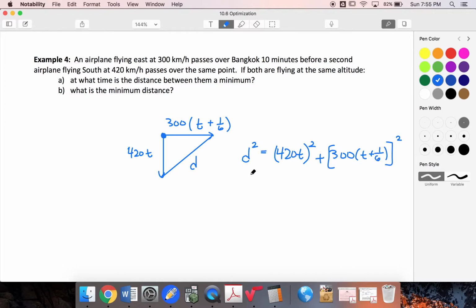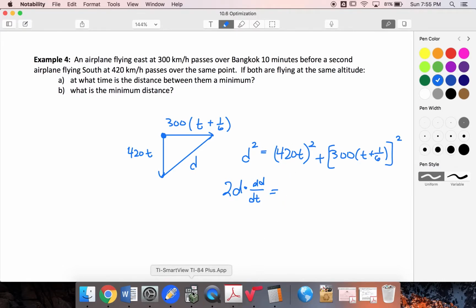Now I could square root this, take the derivative, or I could leave it like this and use implicit differentiation. So I'm differentiating with respect to t, so the derivative of this left side is going to be 2d, so I'm using chain rule, times dd/dt, so that's what I'm looking for. I want this derivative to be 0. That's going to be equal to, I could either expand this or again use chain rule.